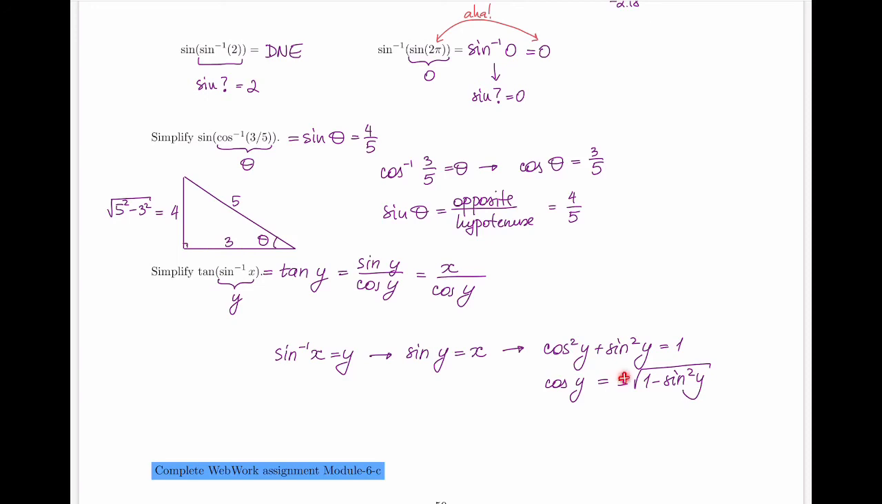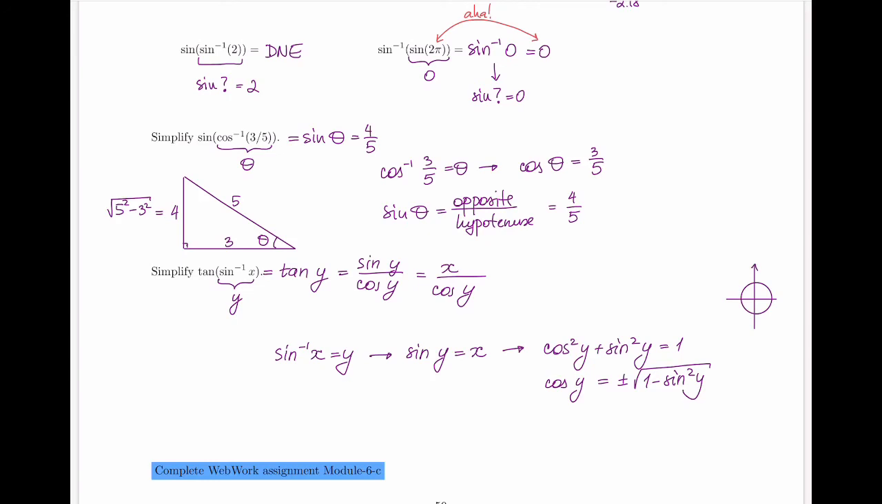Now I have to decide which square root am I going to take? The positive one or the negative one? Now remember that this all comes from the angle y being the value of the inverse sine. Now recall that this was restricted to be in between negative pi by 2 and pi by 2 on the unit circle. So let me throw a picture of a unit circle up here really quick.